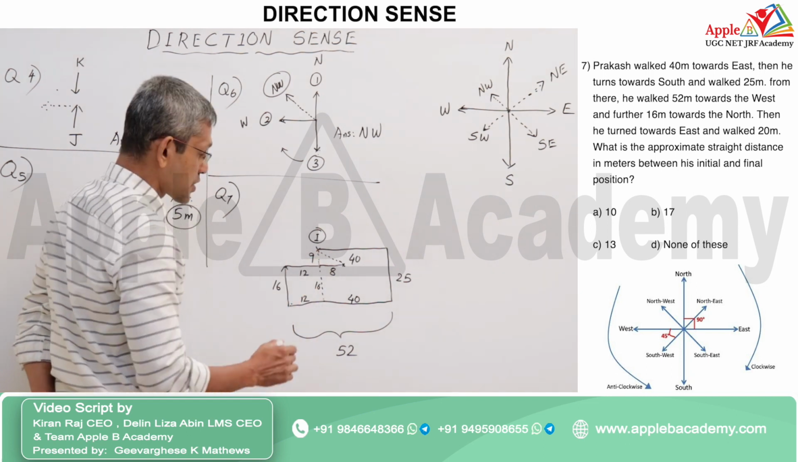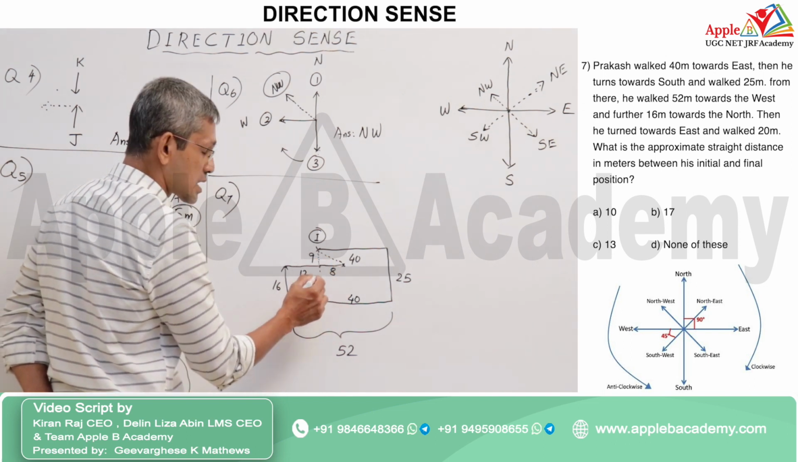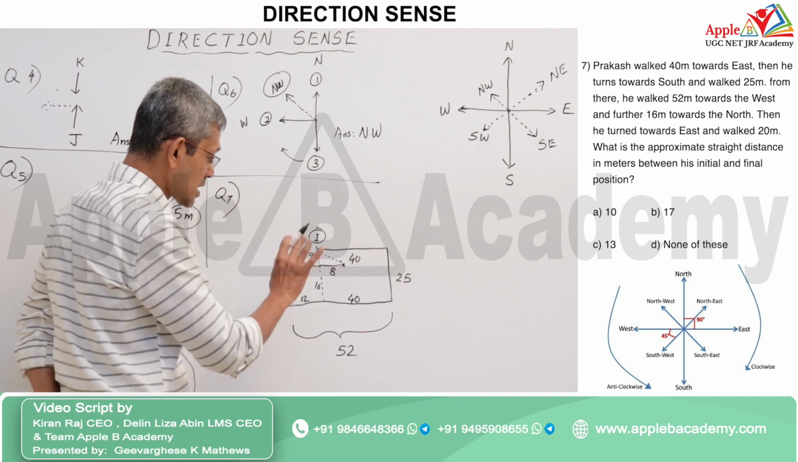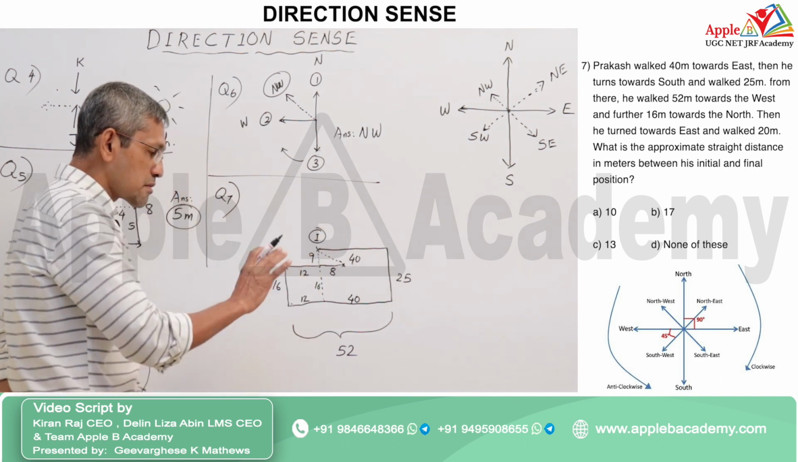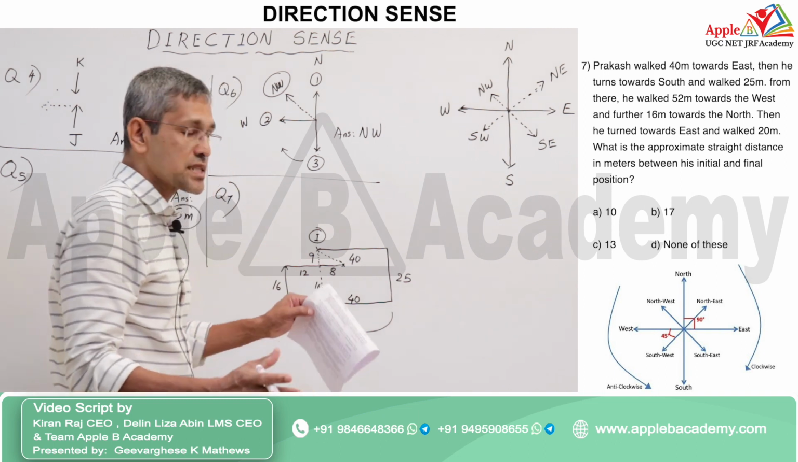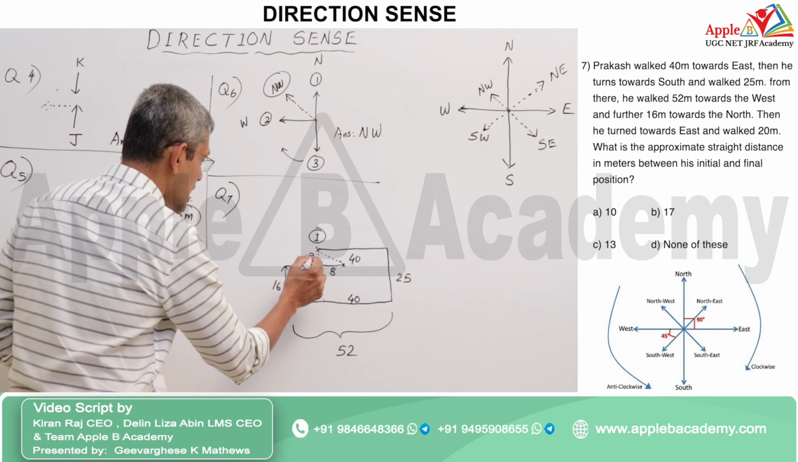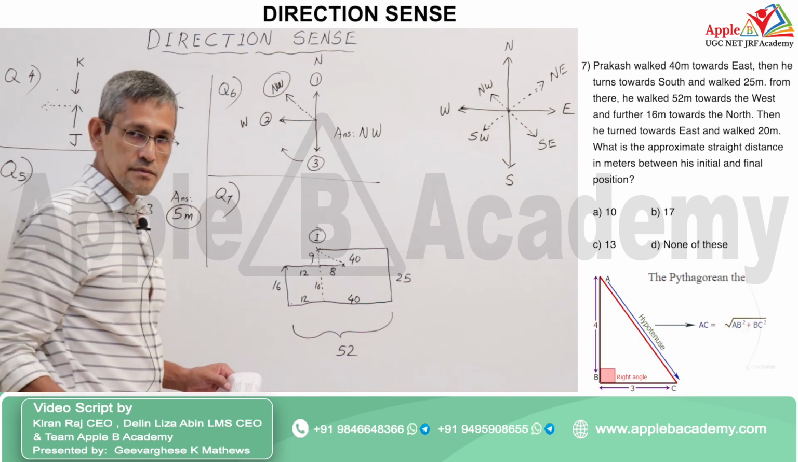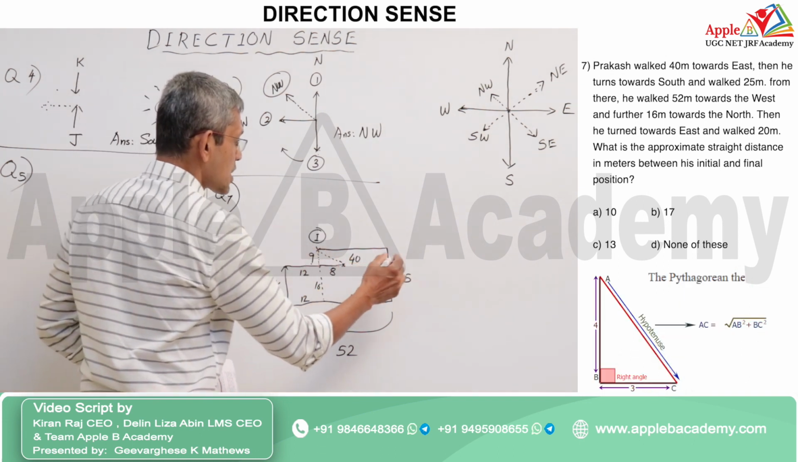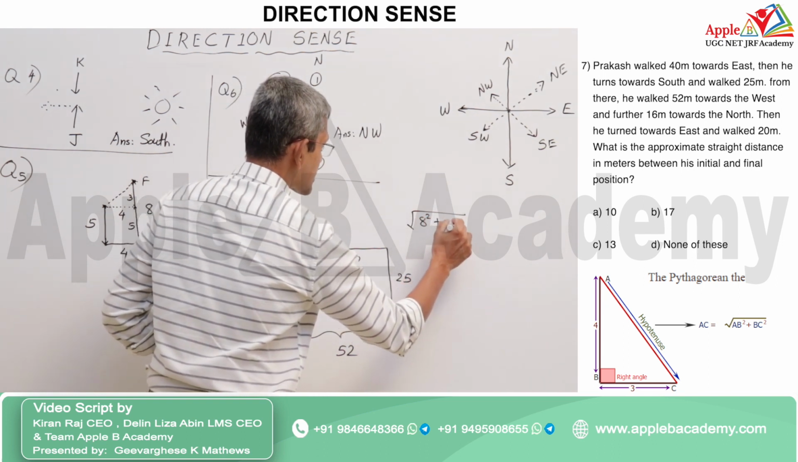Correct? So in the diagram, when you look at this, this is 8 and this one is smaller than that. No need to worry about it. That's something wrong with the sizing of the diagram. So what we have is 8 and this is 9. What we need is this distance, so root of 8 square plus 9 square.